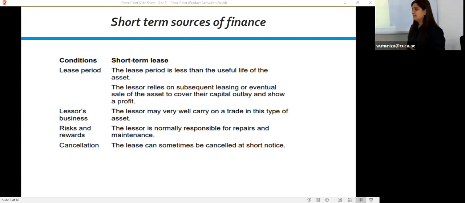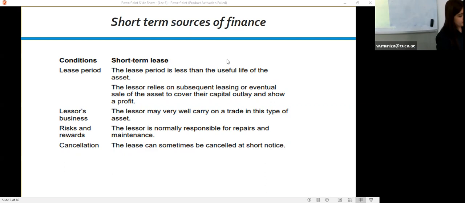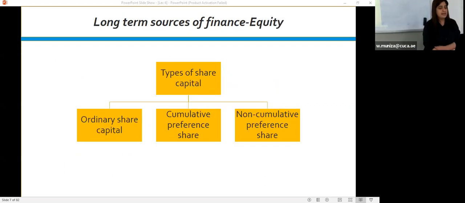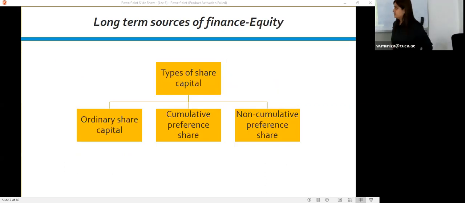The lessor, who is the lessor? The person who is owning the property, who is owning the asset, is the lessor. Lessor relies on subsequent leases or eventual sale of the asset to cover their capital outlay and show a profit. Lessor's business: the lessor may very well carry on a trade in this type of asset. Risks and rewards: the lessor is normally responsible for repairs and maintenance. Cancellation: the lease can sometimes be cancelled at short notice. However, this short-term lease can also be in the form of leasing.